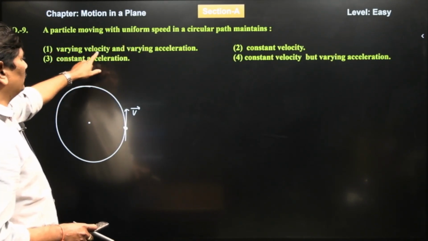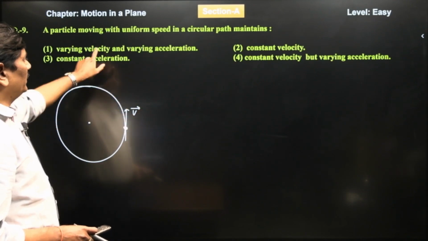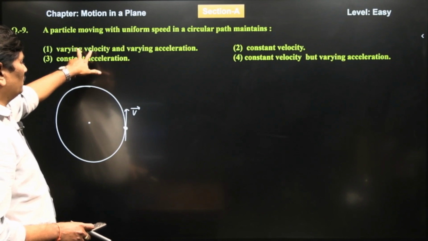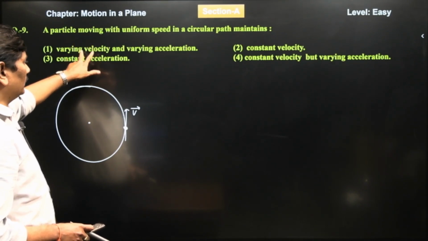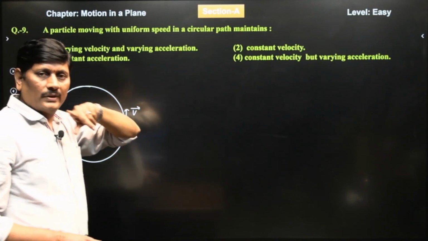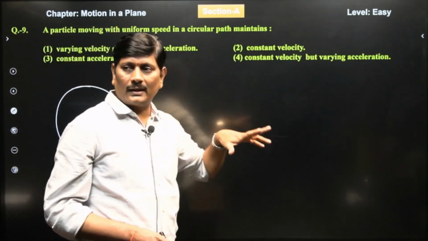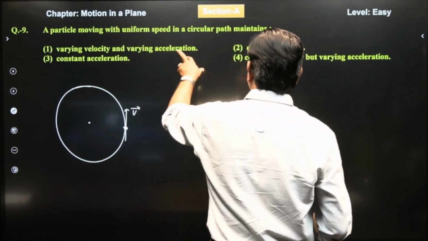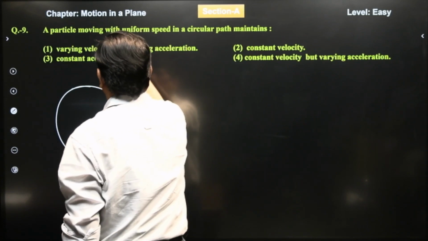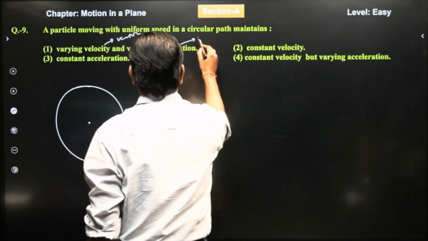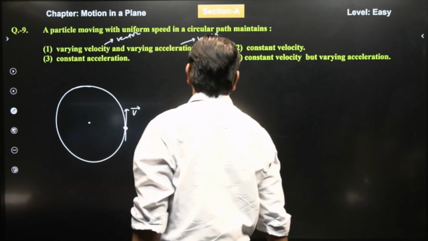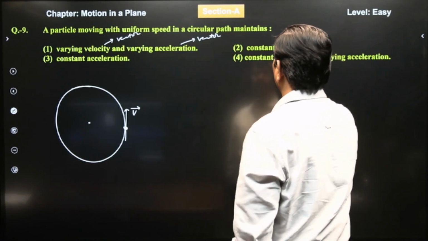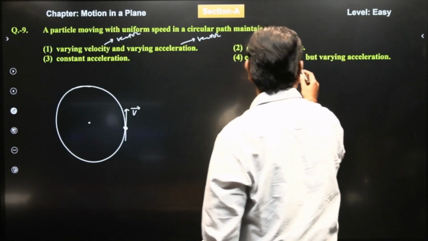First option, varying velocity and varying acceleration. That means varying in magnitude, varying in direction, or varying in both magnitude and direction. Both velocity and acceleration, because they are vectors. Velocity is a vector, acceleration is also a vector. Both magnitude and direction we have to see. Next, constant velocity is given. While moving in the circle, they are telling constant velocity, constant acceleration, constant velocity but varying acceleration.